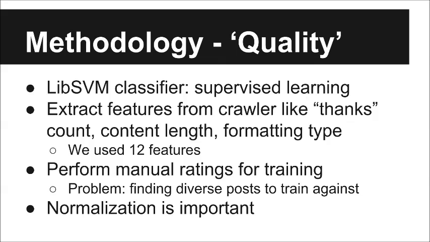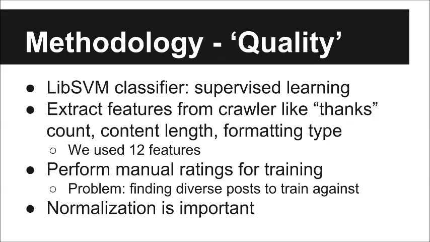Now, since there's no explicit quality ratings available in our underlying data set, we had to provide manual ratings to train the classifier. We initially intended on using a random sampling of posts, but of course most of these posts are average quality, which meant that our classifier was not exposed to enough high and low quality posts to build an effective model. So we ended up getting around this chicken and egg problem with some extra manual labor and by using the existing user feedback as best as we could.